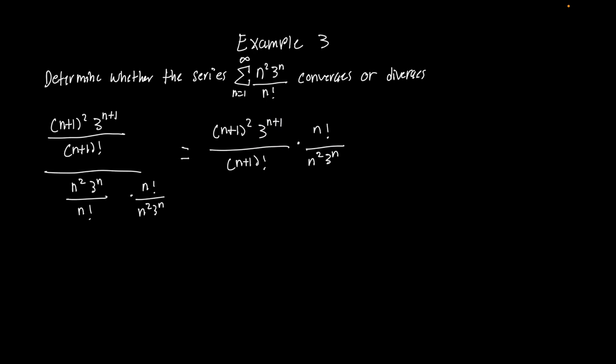So we know that 3 to the n plus 1 over 3 to the n is going to be equal to 3. Now why? I'll explain right now. So 3 to the n plus 1 can be rewritten as 3 times 3 to the n. This is over 3 to the n, right? So these two cancel out and you're left with 3.